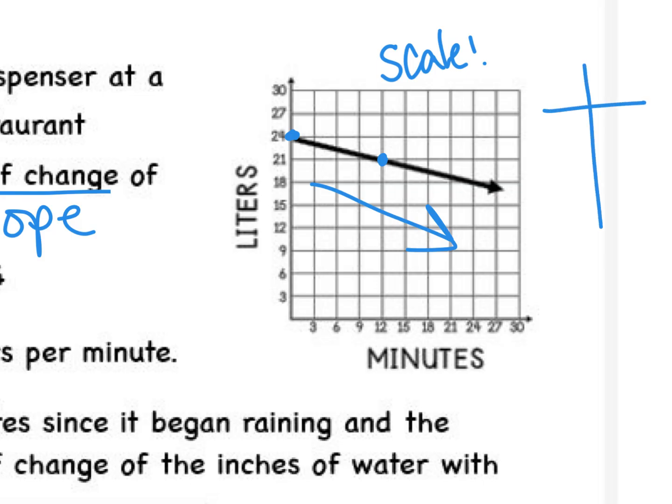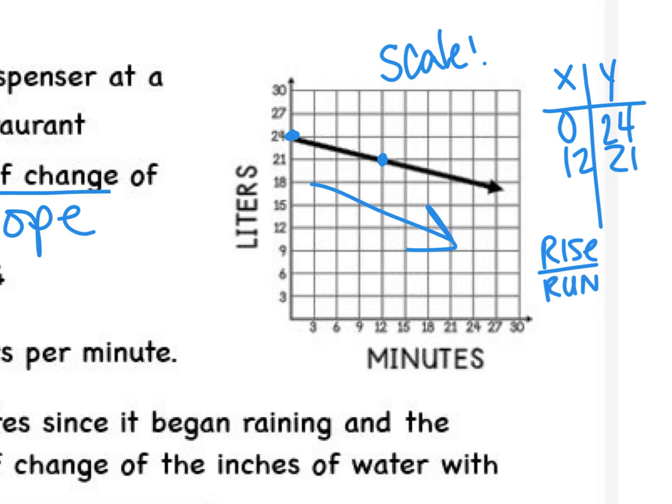If you feel comfortable labeling your points, you could do change in y over change in x like we did before. Or we can also do rise over run, which we have looked at as well. So if I'm going to do rise over run, I'm going down, but this is not down 1. How many is this? 24 to 21. Down how many? 3. And then again, our scale is by 3. So this is 3, 6, 9, 12. Rise was negative 3. Run was 12.